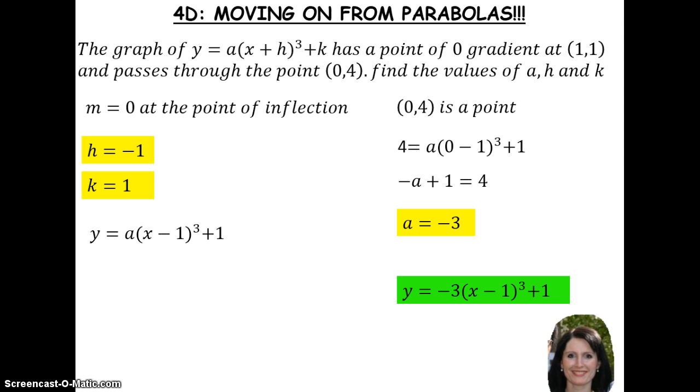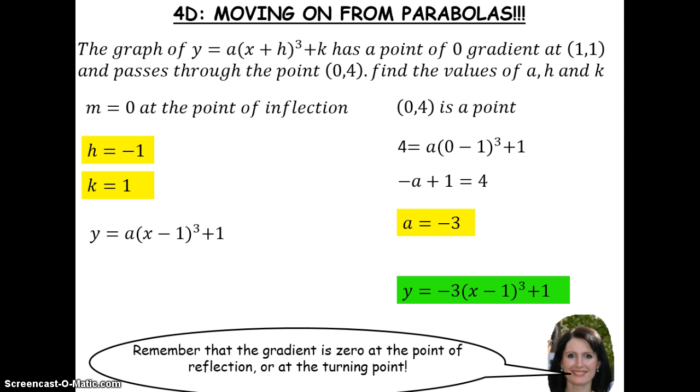Let's actually write the equation of the graph. y equals negative 3, which is a, open brackets, x minus 1, which is h, cubed, plus 1, which is k. And there you have it. Don't forget that the gradient is 0 at the point of inflection or at the turning point.